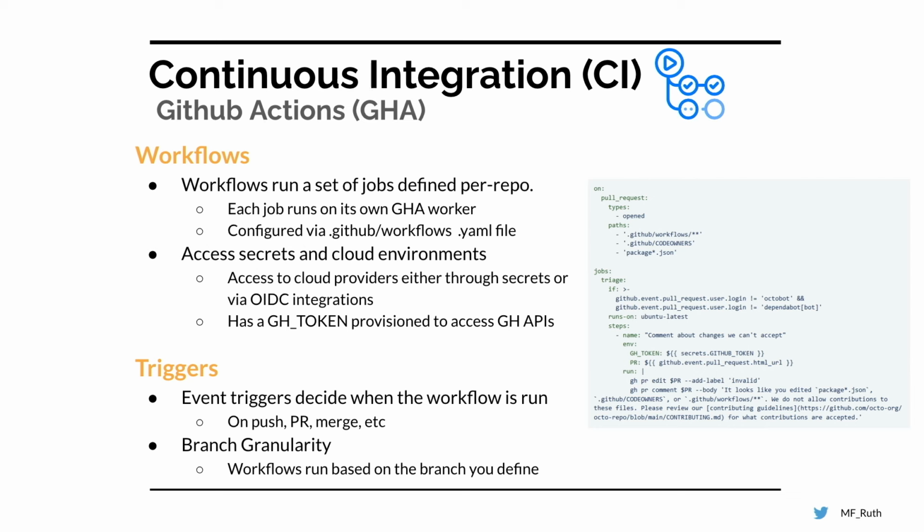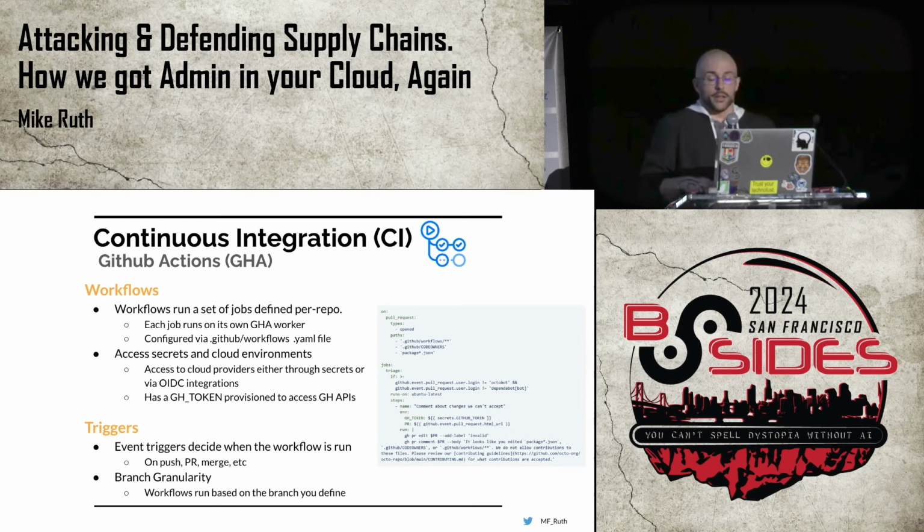But perhaps more recently, and a bit more elegant of a pattern, is it allows you to actually federate between your GitHub repositories into your cloud environments using things like OIDC and the integrations that exist there. The GitHub Action workflows are triggered through specific events that you might be familiar with: on push, on pull request, on merge, things like this. We can see an example of that on the right.